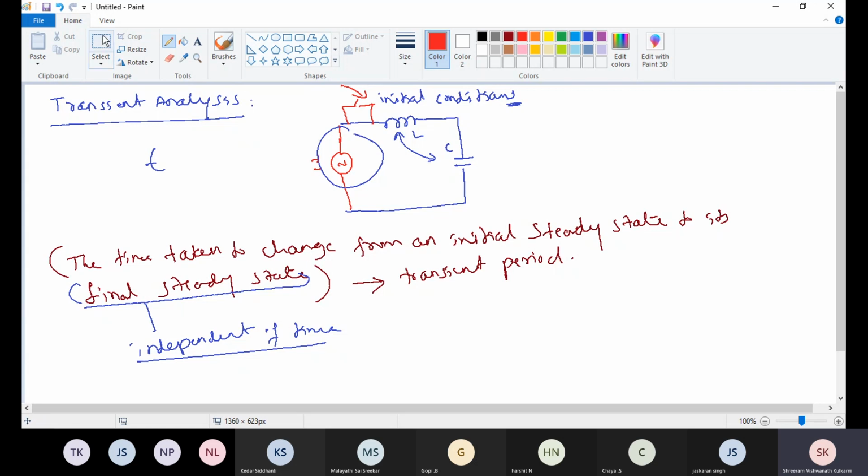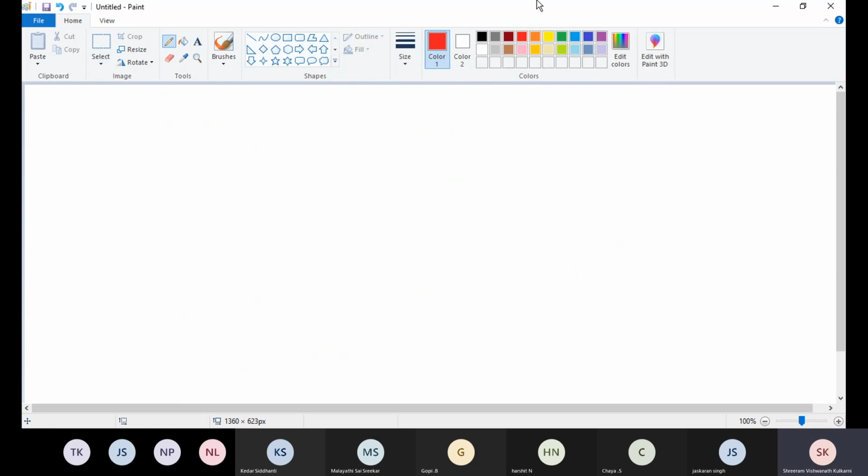First of all, initial conditions. The name only says initial conditions. It means in solving the differential equation of the network, we get some arbitrary constants. Initial conditions are used to determine these arbitrary constants.